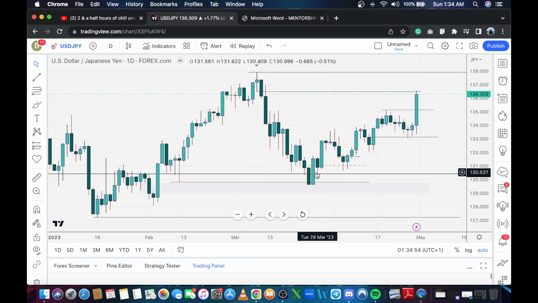Why? Because the lower time frame will always be used to get in sync with the higher time frame price delivery mechanism. Okay, when you see a daily bullish candle, the lower time frame would have been bullish. Otherwise, you're not going to see a daily bullish candle. So it all stems from understanding where the draw on liquidity is.